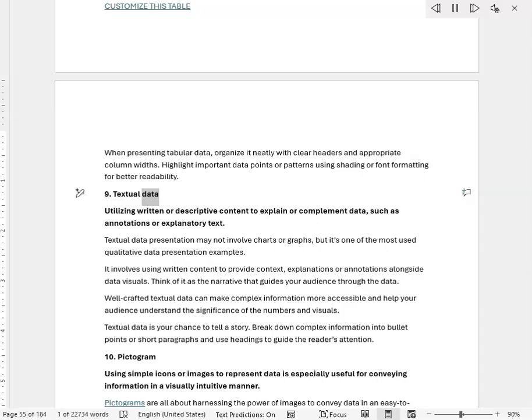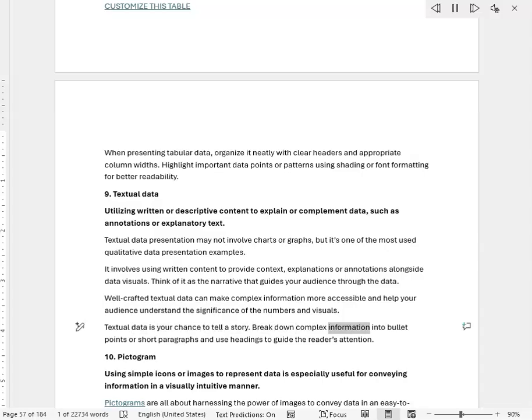9. Textual data. Utilizing written or descriptive content to explain or complement data, such as annotations or explanatory text. Textual data presentation may not involve charts or graphs, but it's one of the most used qualitative data presentation examples. It involves using written content to provide context, explanations, or annotations alongside data visuals. Think of it as the narrative that guides your audience through the data. Well-crafted textual data can make complex information more accessible and help your audience understand the significance of the numbers and visuals. Textual data is your chance to tell a story.